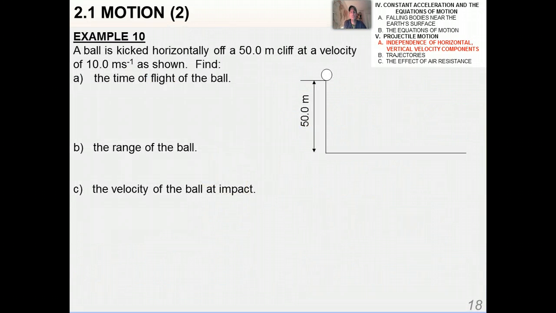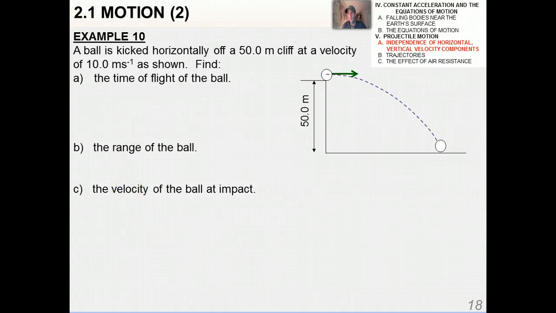So let's do a couple of examples. Try this one on your own before you see my solution. A ball is kicked horizontally off a 50-meter high cliff at a velocity of 10 meters per second as shown, and I'm asking you to find the time of flight of the ball, or the time it takes for the ball to hit the ground, the range of the ball, the horizontal distance before it hits the ground, and the velocity of the ball at impact. For part C, I'm asking for a magnitude and a direction. Let's go ahead and get started on this one.